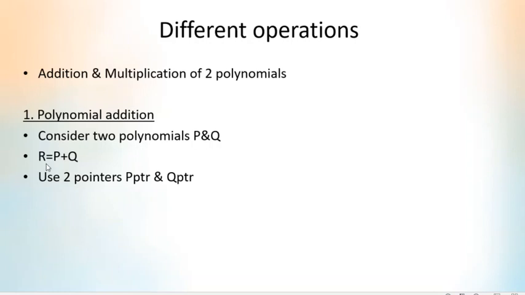R is the result variable. R is equal to p plus q. So p and q are two polynomials represented using linked list, and we have to add these two polynomials and we should get r as the output. This is another linked list. For traversing purposes we can use a pointer p to point to the nodes in P and a pointer q to point to the nodes in Q. So we are going to discuss the polynomial addition.